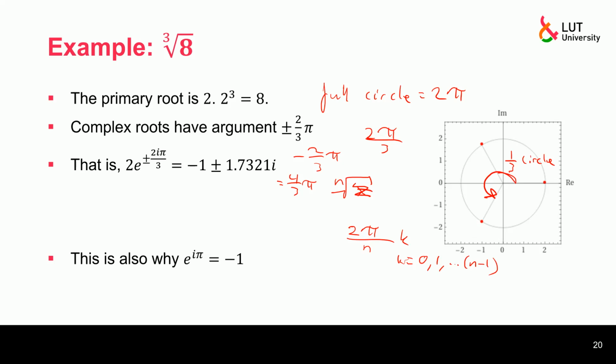And yeah, this is the reason why if you calculate e to the i times pi, well, pi is there to give the argument, you will get it over there.